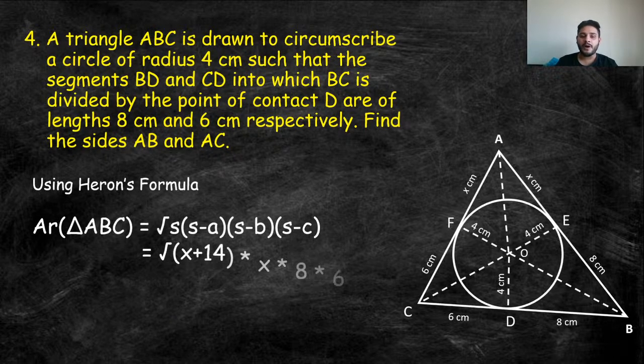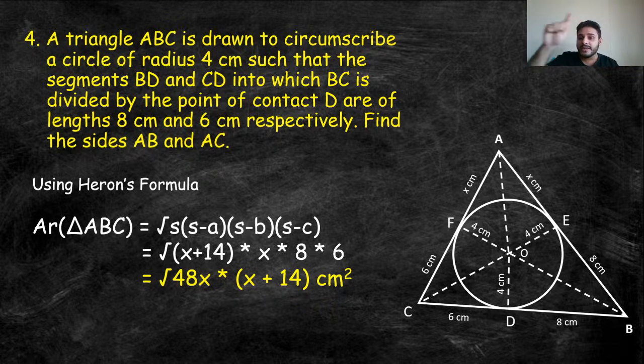Now, using Heron's formula, make sure that the under root is for the whole equation. So in Heron's formula, we have to substitute the value of s. After substituting, you'll get the answer as 48x multiplied by (x plus 14) in the bracket, centimeter square. So this is the complete area of triangle ABC.